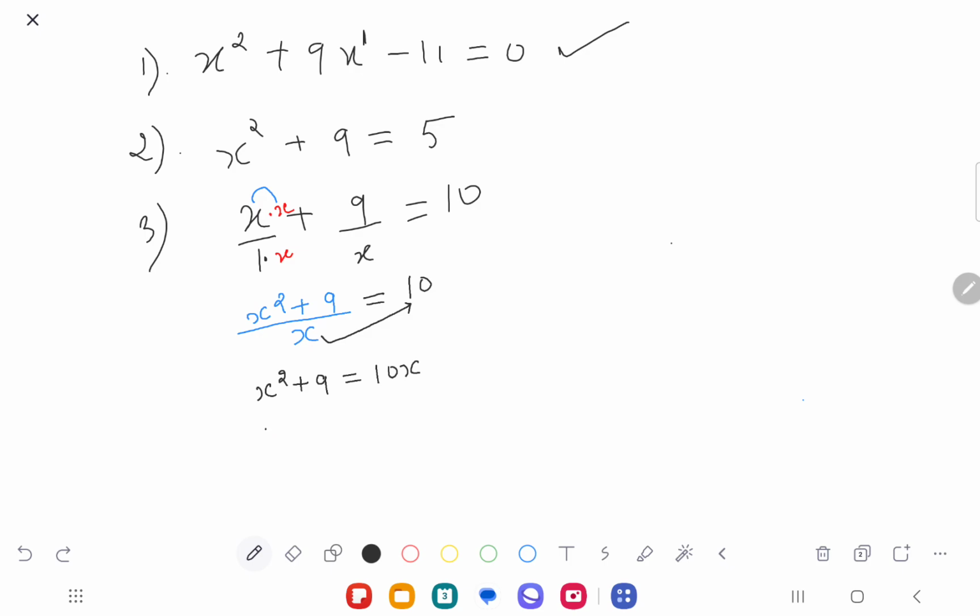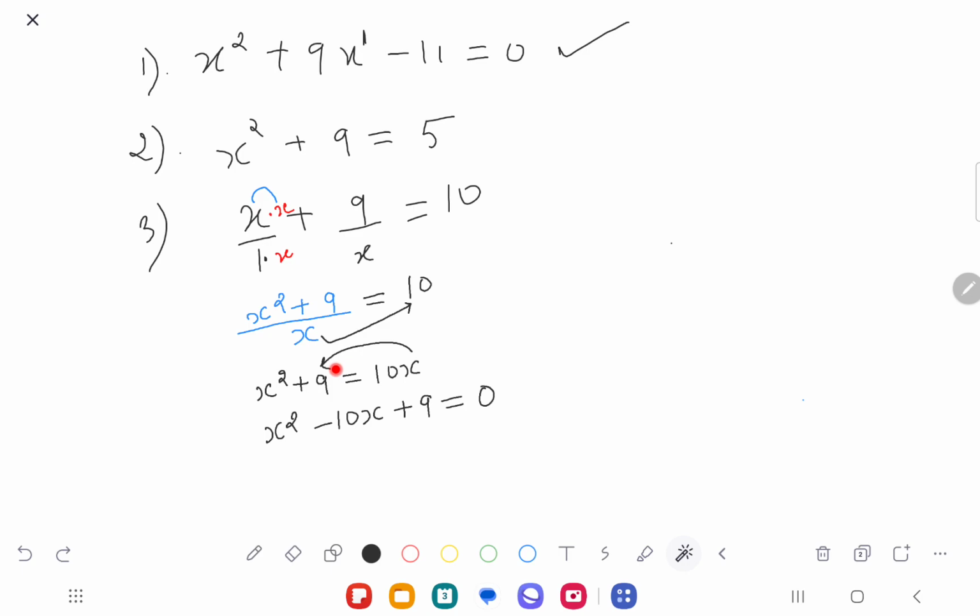Am I right? So x squared minus 10x plus 9 shall be 0, because I'm transposing this 10x right here, right? I hope you're understanding and focusing. Any doubts here? All right. Are you understanding my point?